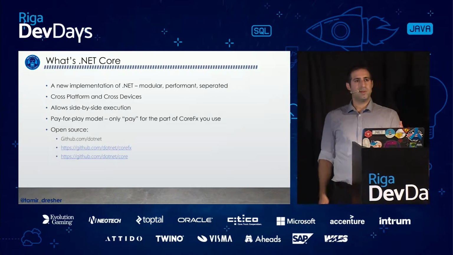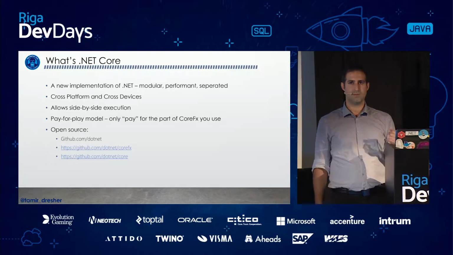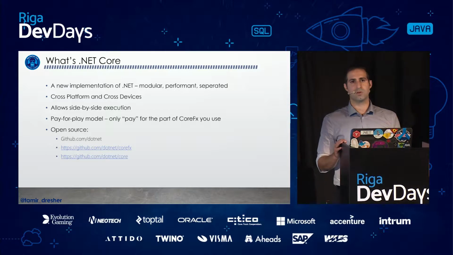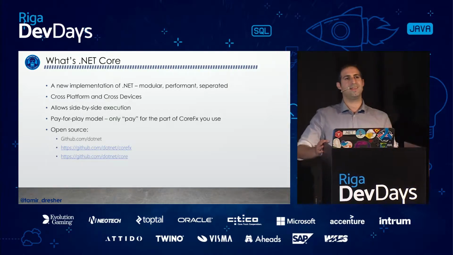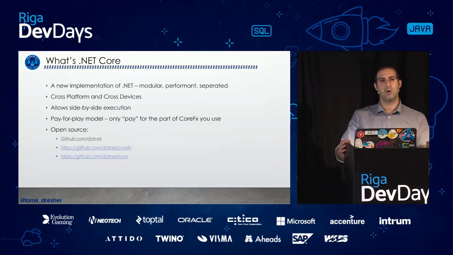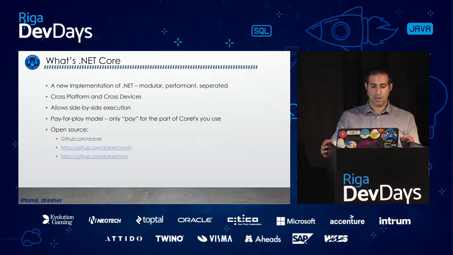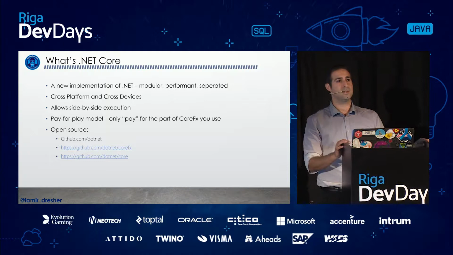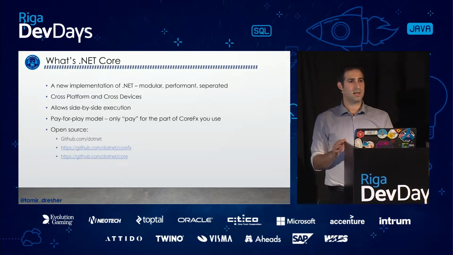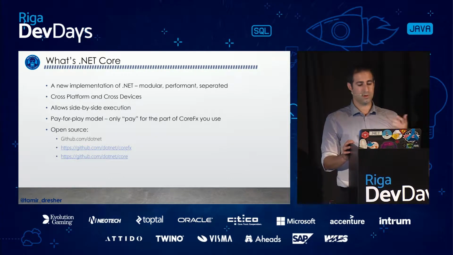Being a separated implementation of .NET, we have what we call the pay-for-play model, which means that if I'm using only a small part of the framework in my application, I don't need to deploy my application with all the framework components and the entire framework library. If I'm only using, let's say, the System.IO namespace, I can just bring the System.IO package, which makes my application much thinner and much smaller to deploy.